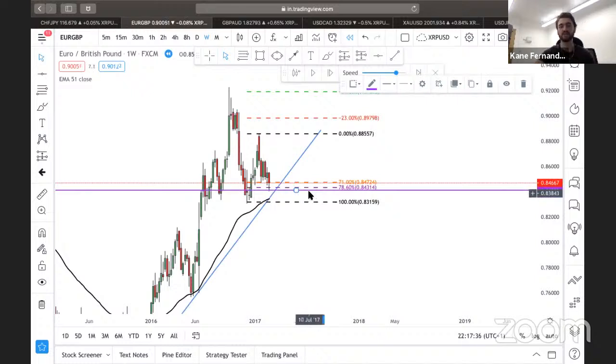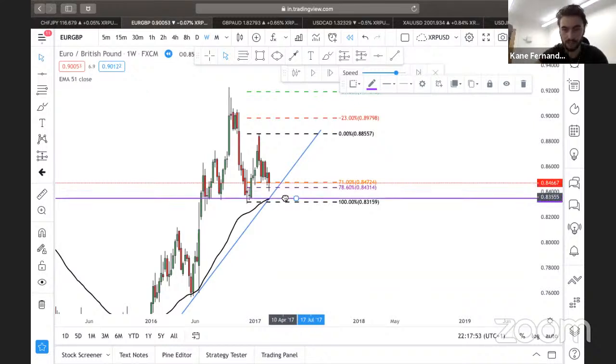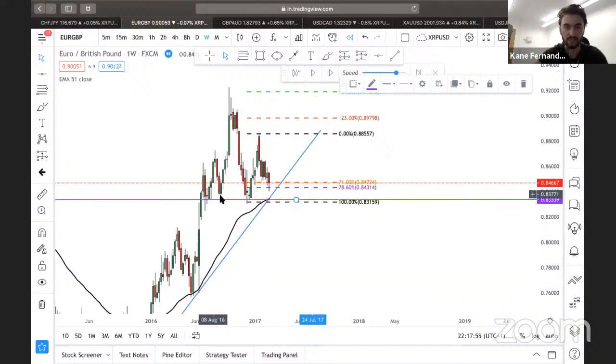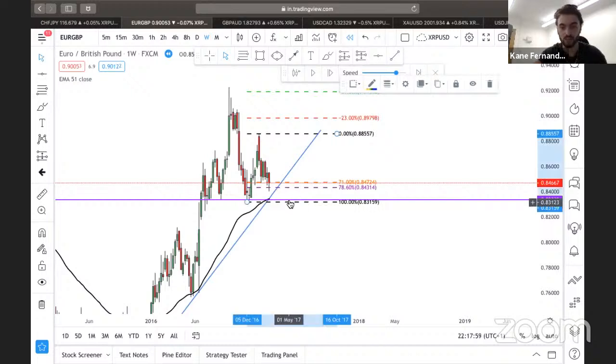If you don't know what a psych level is, it's basically a psychological level which the banks and institutions trade their big money at, and we see big reactions from these kind of zones. And even here, 83,500, you can see, look, massive impulse to the upside, massive impulse to the upside. So that is what I can see there.